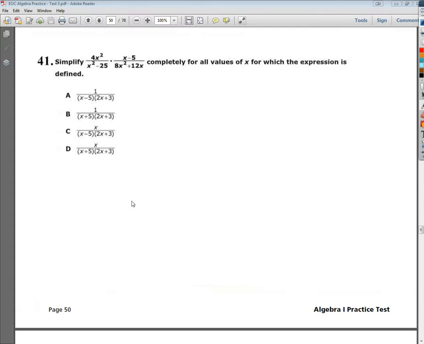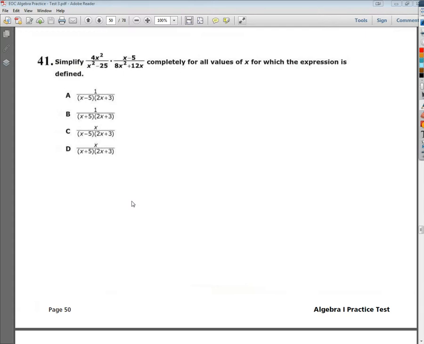Anyway, the question says simplify 4x squared over x squared minus 25 times x minus 5 over 8x squared plus 12x. As a preview, in the initial part of this problem, I'm going to show you how to factor it out and mark things that are in common on the bottom and the top of the fractions, or eliminate some things and get the correct answer.